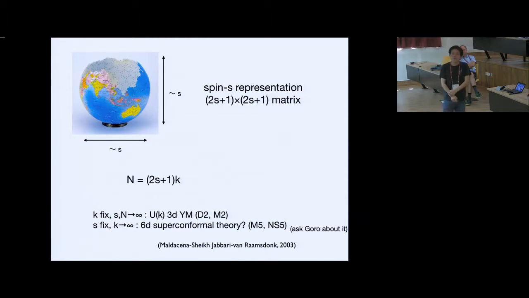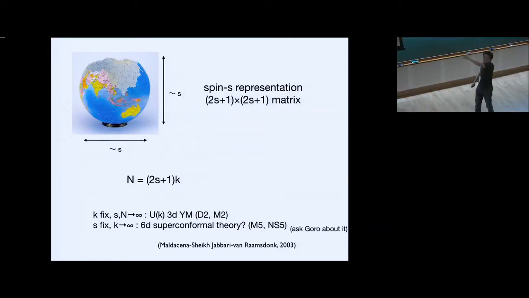And if you look at their paper, they show how to take a large volume limit as well. And in string theory language, this describes k coincident D2 branes or M2 branes, depending on the coupling constant. And it's also possible to take a fixed S, large k limit. And they conjecture that this should actually correspond to a 6-dimensional superconformal theory, which describes M5 branes and then S5 branes. And I think maybe Goro will give a talk related to this subject.